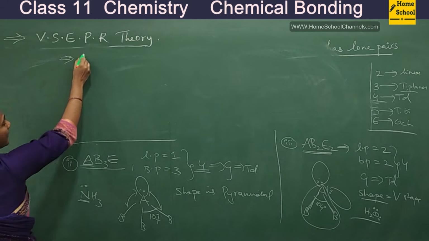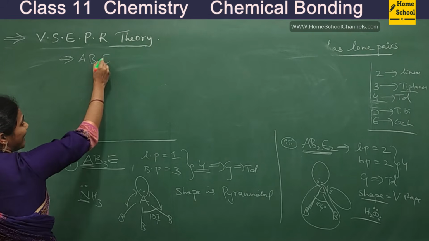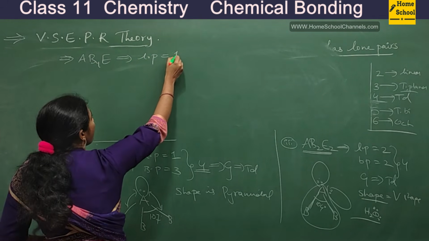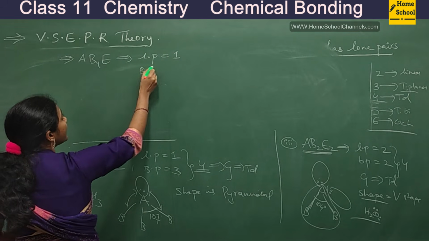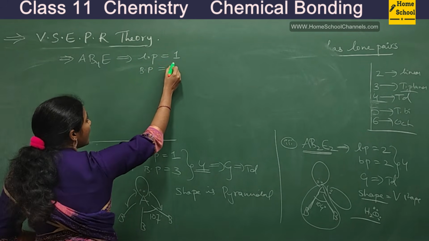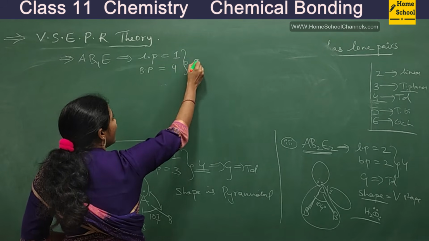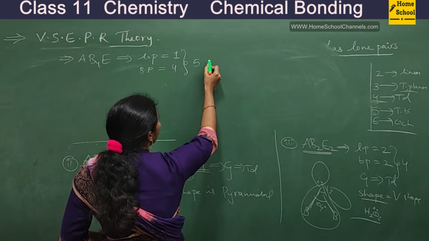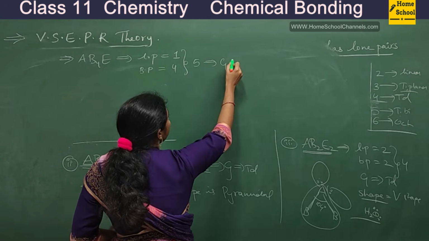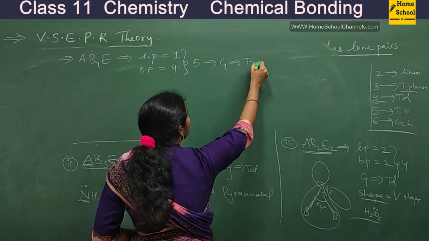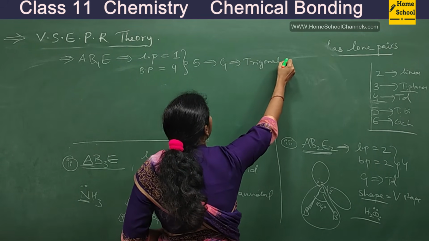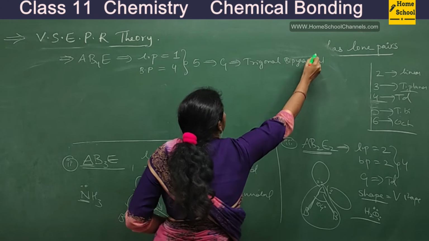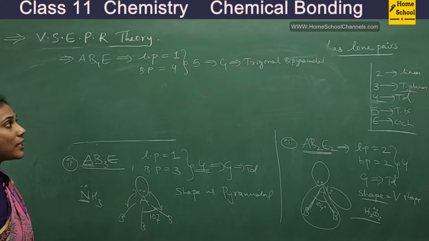Okay, let's go for the next type. See, our next type is AB4E type. So here you have number of lone pairs as 1 and how many bond pairs are there? 4 side atoms, so bond pairs are 4. So altogether 5 electron pairs are there. So if you have 5 electron pairs around the central atom, what is the geometry? Geometry is trigonal bipyramidal. Okay, so that is the geometry you will have.